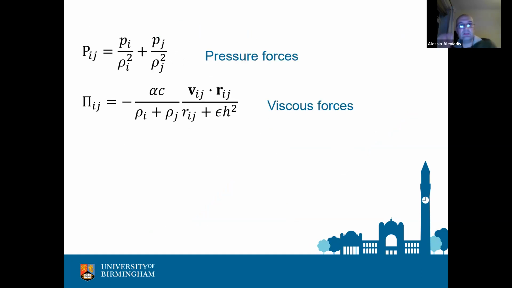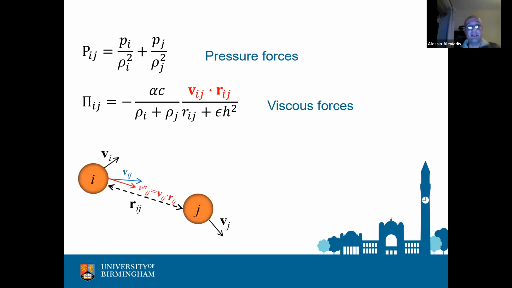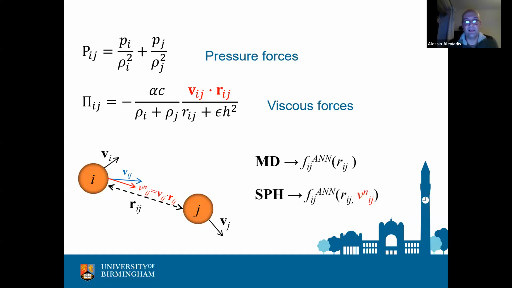Now, just to mention, there are actually very many formulations for the pressure and viscous force in SPH. I use a very simple one, let's say. And in particular, the viscous forces now depend on the relative velocity, in the direction of the approaching or diverging particles. And in our molecular dynamics case, we were trying to learn Fij, which was only a function of R, but here it will be a function of R and the velocity. The velocity is the dissipative part.